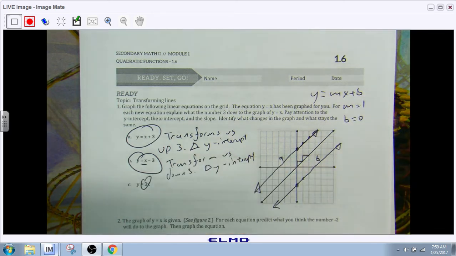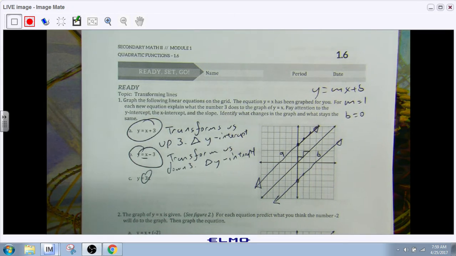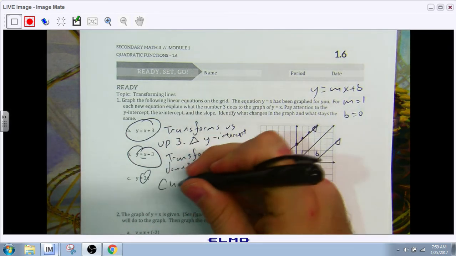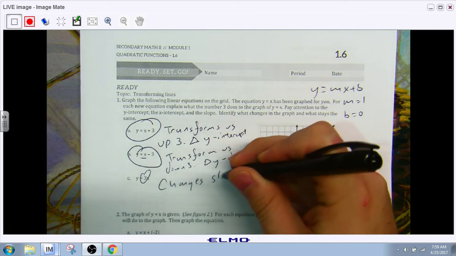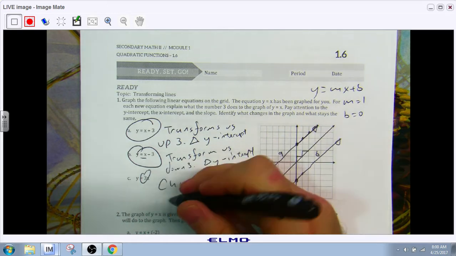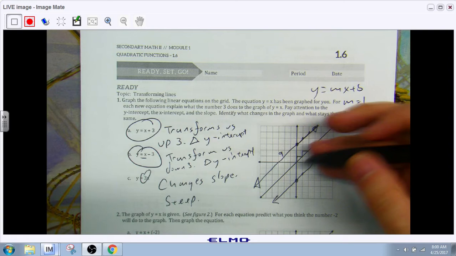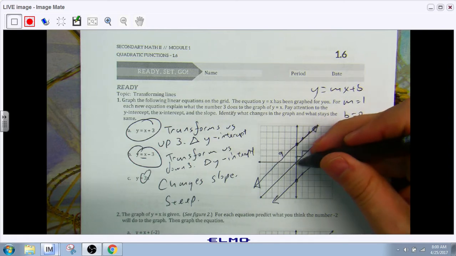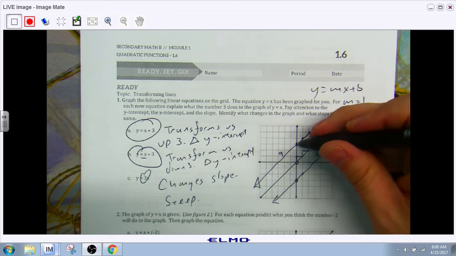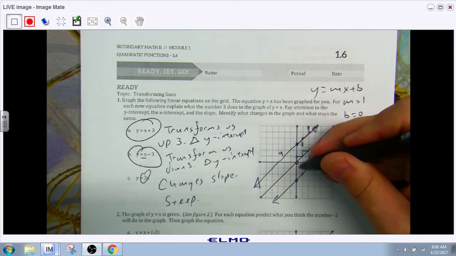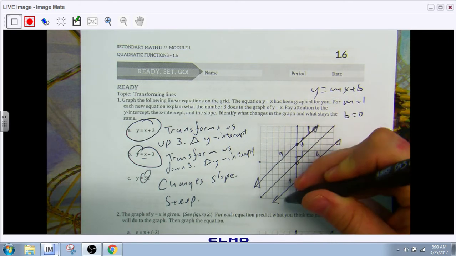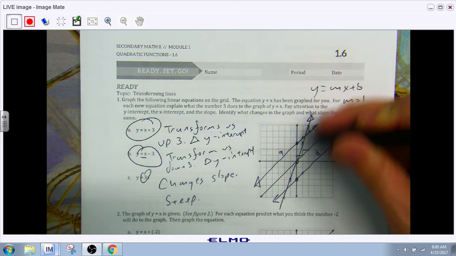What happens if we put this 3 multiplying into that x? Well, that changes our slope. Changes the steepness. Right? So now instead of going up 1 over 1, I'm still crossing at 0, but I'm going up 3 over 1, up 3 over 1, and then like this, like this. So now it looks like that.